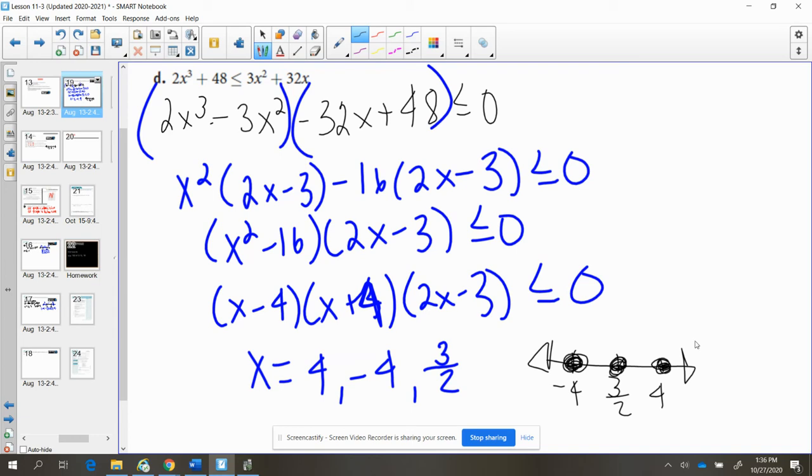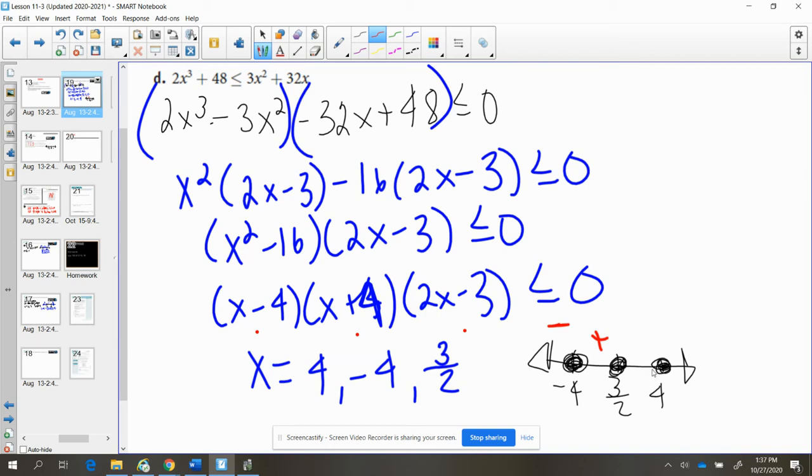Now, when we test these values, again, I want to plug in a value much more negative than negative 4. I mean, it could be negative 5, but I like to do really big negative numbers. So let's say negative 100. So that would be a negative value, and then still a negative value. So 3 negative values multiplied together create an overall negative value. A number between negative 4 and 3/2, like 0, would be a negative times a positive times a negative. And negative times positive times negative is an overall positive answer.